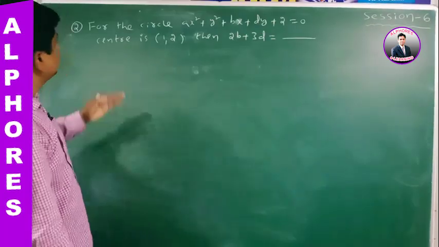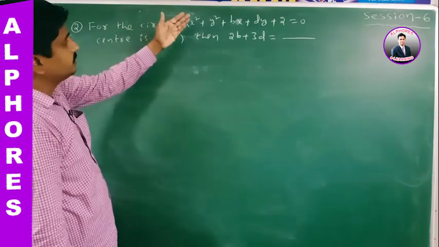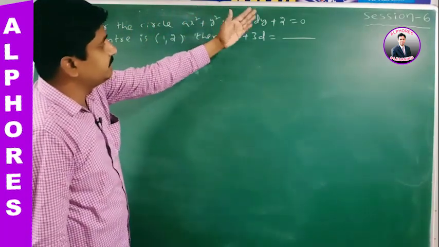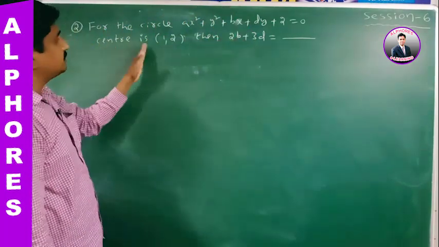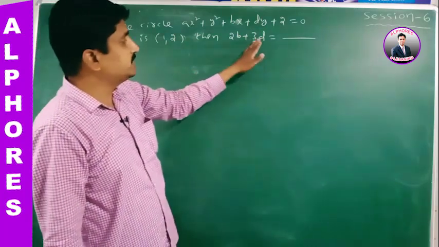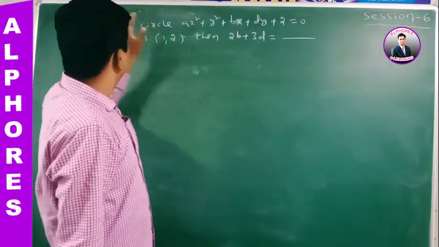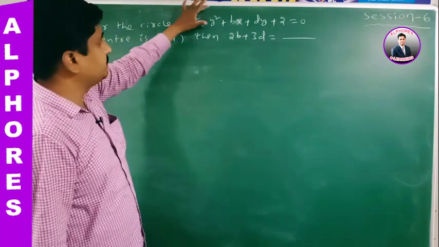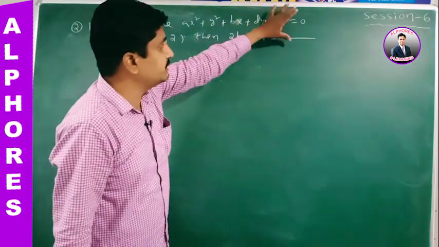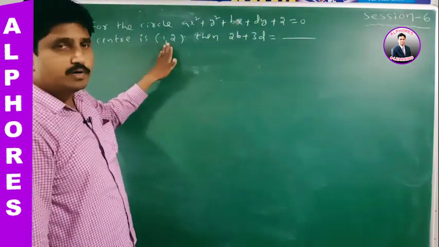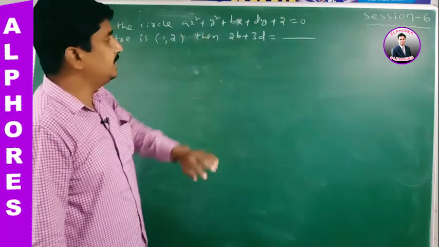Okay, next problem. For the circle ax square plus y square plus bx plus dy plus 2 equal to 0, the center is (1, 2), then 2b plus 3d equal to what? Here for the circle ax square plus by square plus bx plus dy plus 2 equal to 0, the center is (1, 2), then 2b plus 3d equal to what?